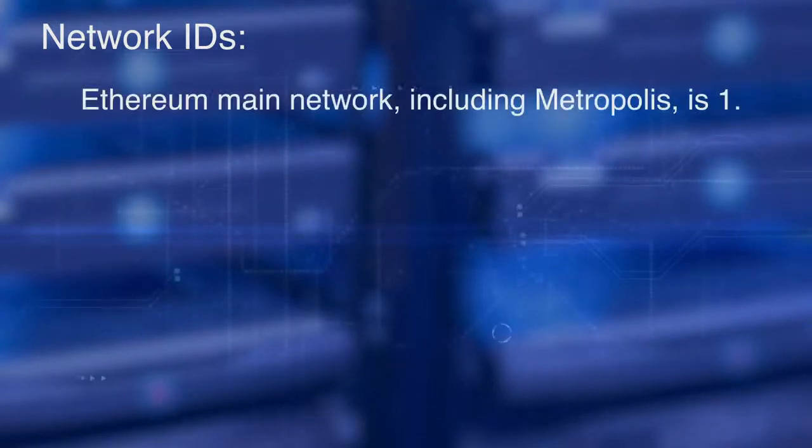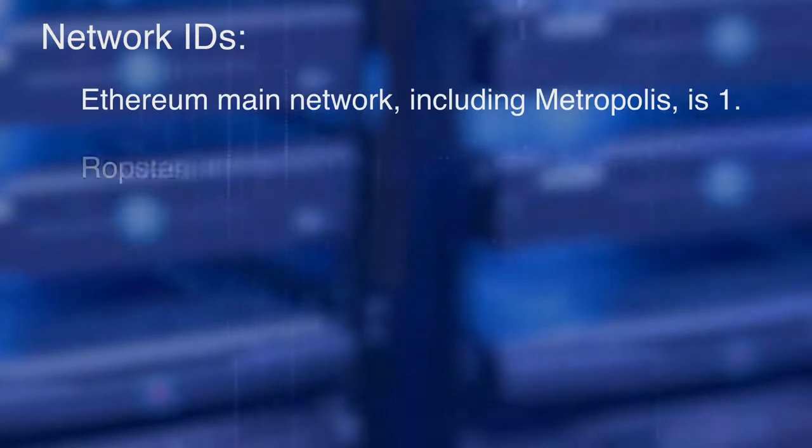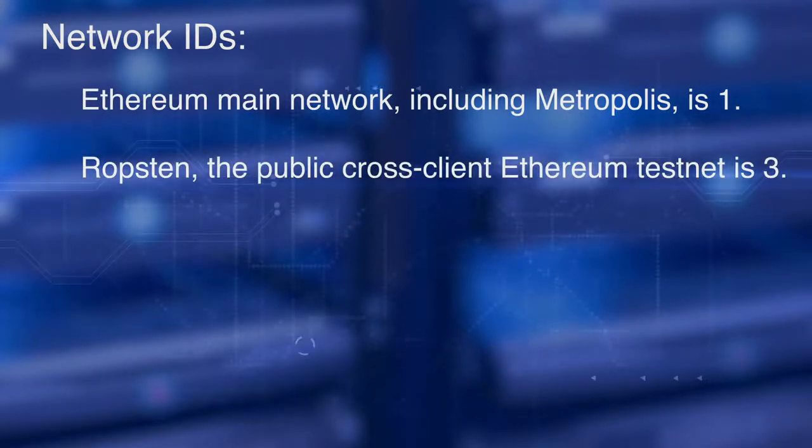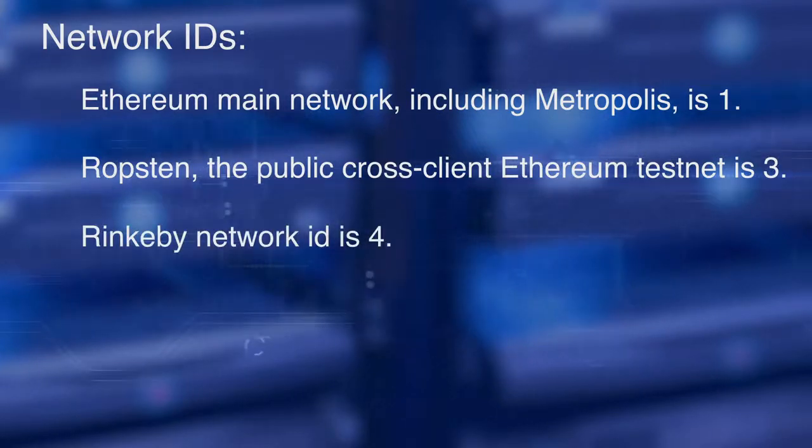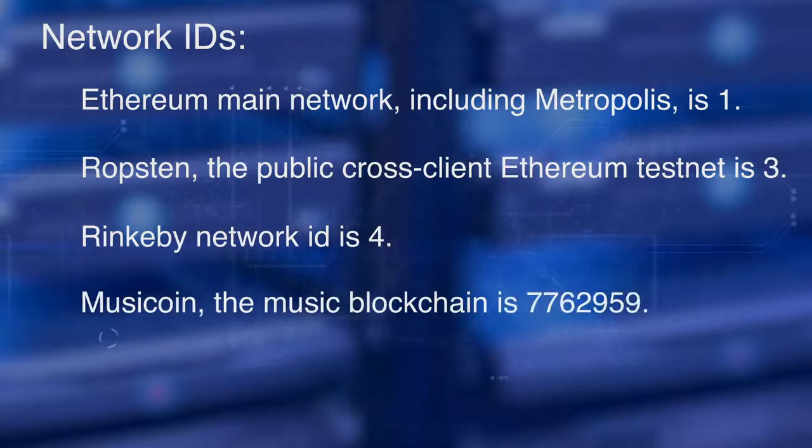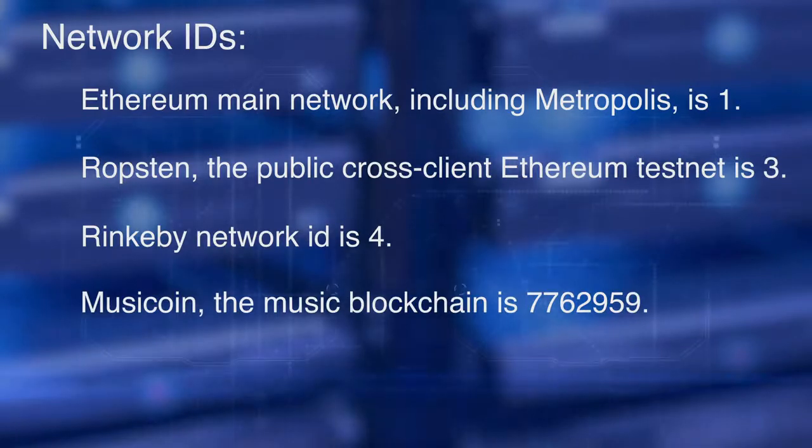Are you curious to know the network IDs for the common public networks? The network ID for the Ethereum main network, including Metropolis, is 1. Ropsten, the public cross-client Ethereum testnet, is 3. Rinkeby network ID is 4. And there is even a music coin, the music blockchain, with network ID 7762959. When you deploy a public blockchain, you should be aware of the network IDs of other public nets.